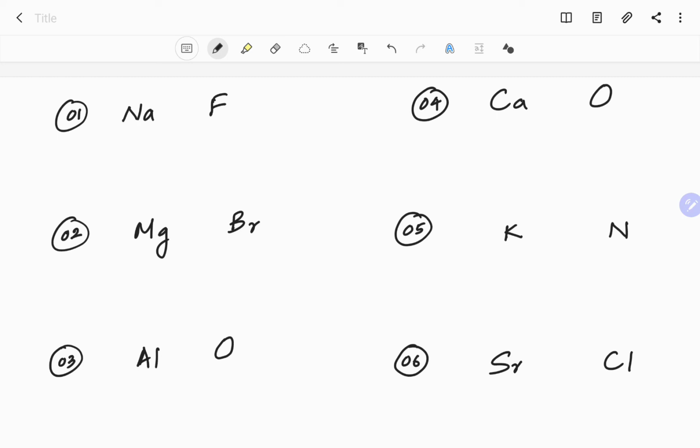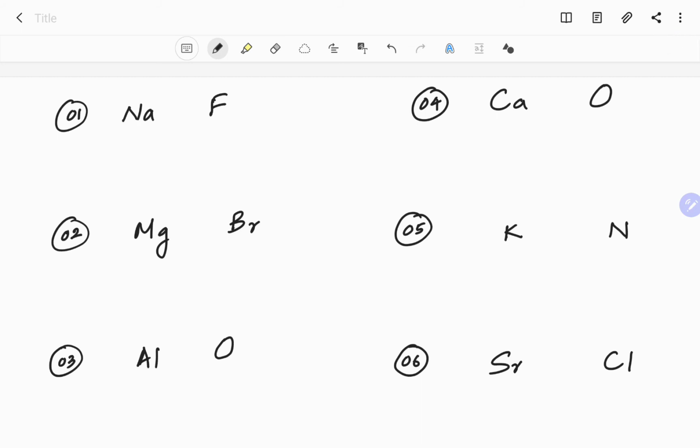What I want you to do here is figure out the charges for these cations and anions. You have to know them. You have to be able to figure out the charges by looking at the group number, and then you will write me the chemical formula. You might want to pause the video and try it out by yourself. Then in a second I will start explaining them. So pause the video now.